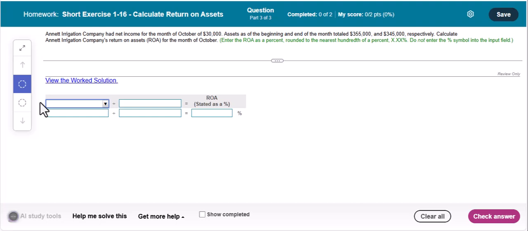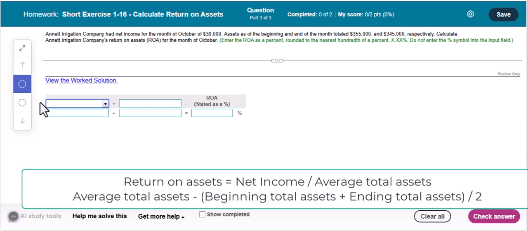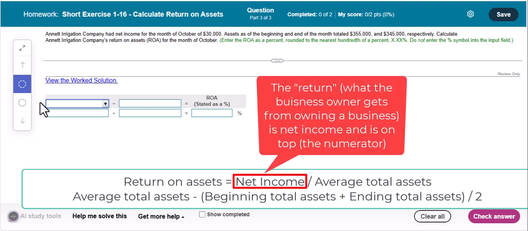So our first task here is to enter the formula for ROA, for return on assets, in words. So do you remember the formula of return on assets? So here's kind of a clue about how to figure it out. So return, notice it says return on assets. The return is on top, the numerator.